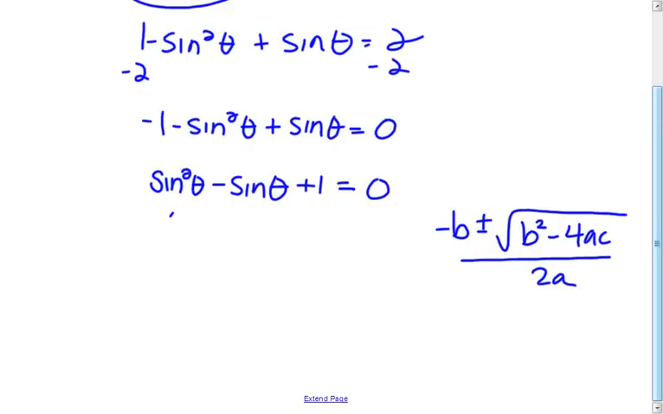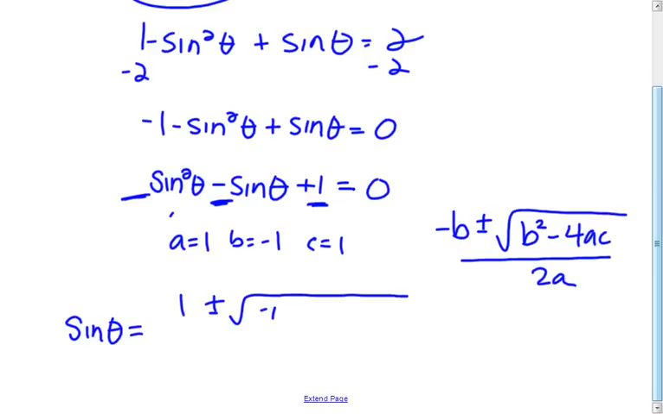Okay, and remember your a comes from the number in front of your squared term, your b comes from the number in front of your regular term, and your c comes from your constant here. So in this case, my a is 1, my b is negative 1, my c is 1. Okay, so I'm going to do this. Sine theta is this number, the opposite of b, plus or minus the square root of b squared minus 4ac all over 2a.